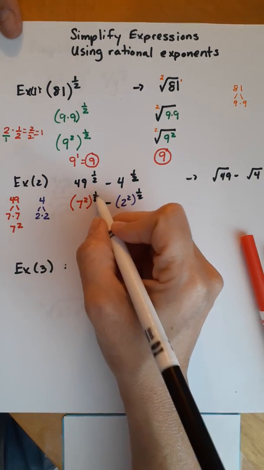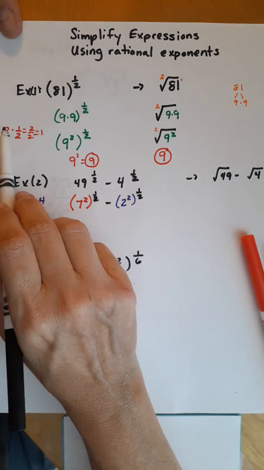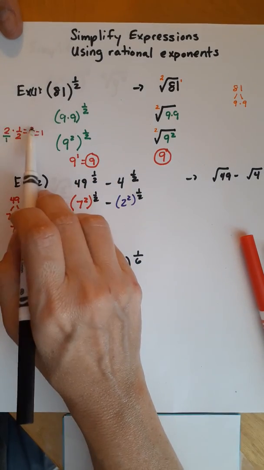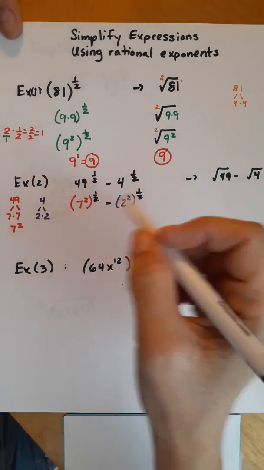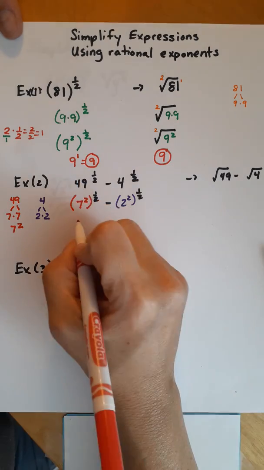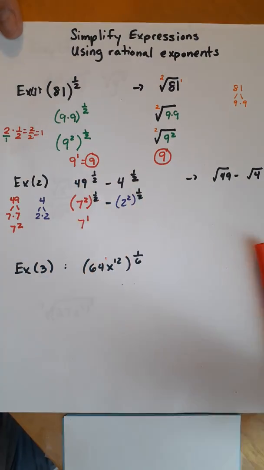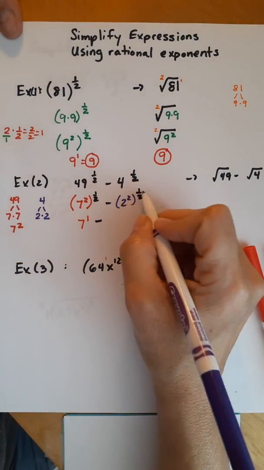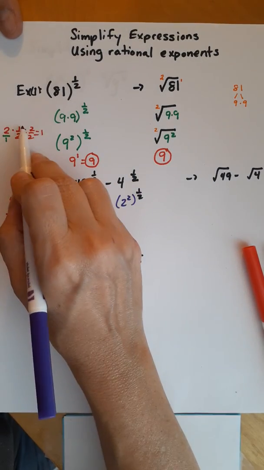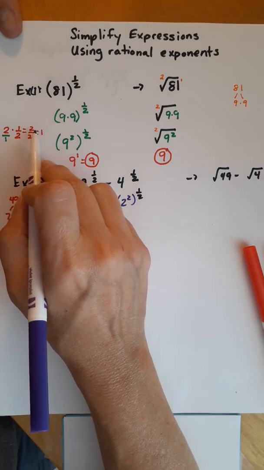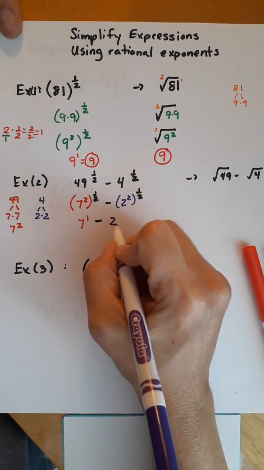Now here, 2 times 1/2. We can go back to this. 2 times 1/2 will give me 2 over 2, which is 1. So that will give me 7 to the 1, minus 2 to the 2 times 1/2 right here. 2 times 1/2 equals 2 over 2, which is 1. That's 2 over 1.